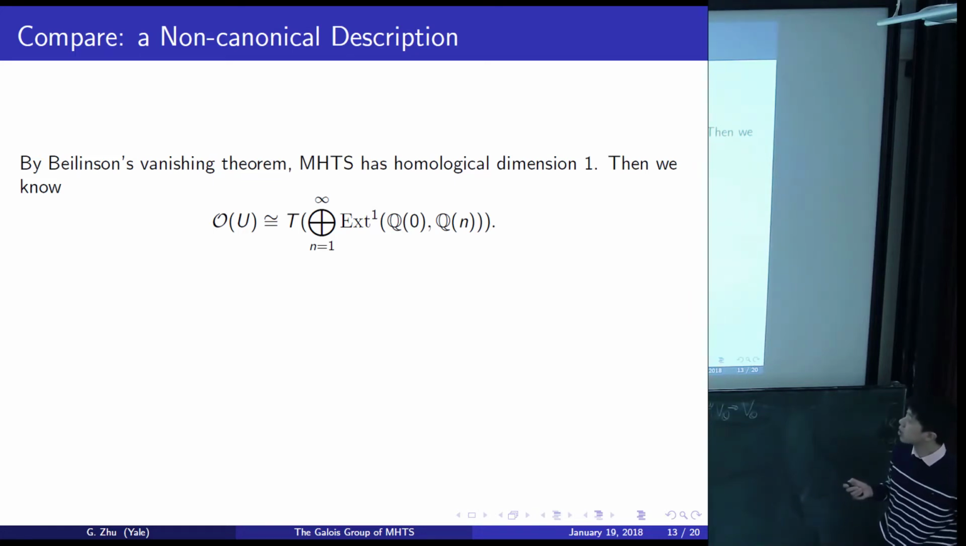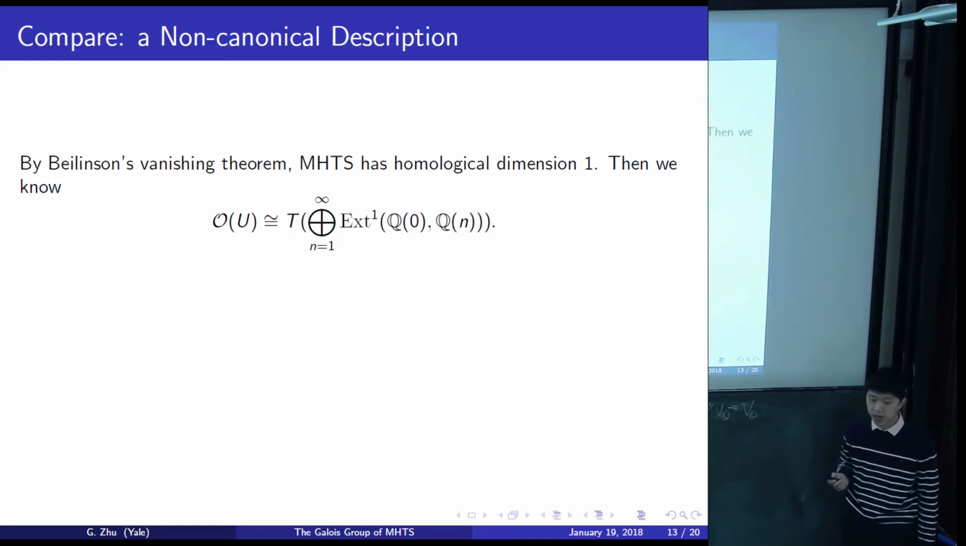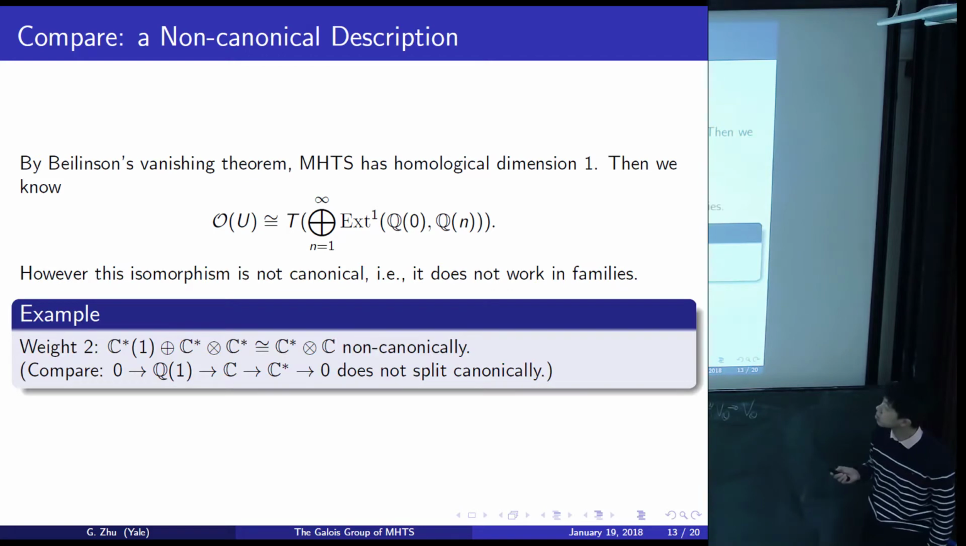Because a priori we know some description of this by Beilinson's vanishing theorem. It has homological dimension 1, so we know if we put the extension groups together, take the direct sum of them, and then take the tensor algebra with shuffle product and deconcatenation coproduct, this is a Hopf algebra and it's isomorphic to O(U). However, this isomorphism is not canonical. That means it does not work in families.